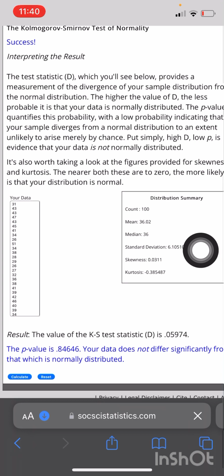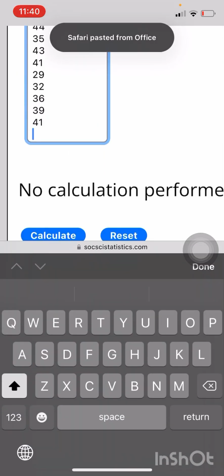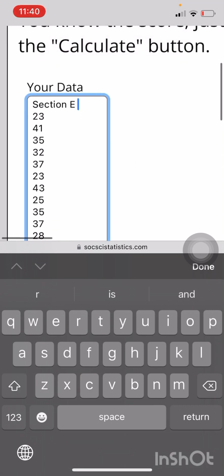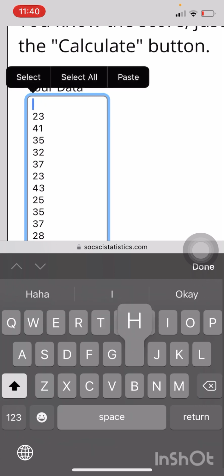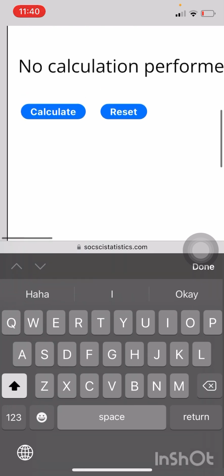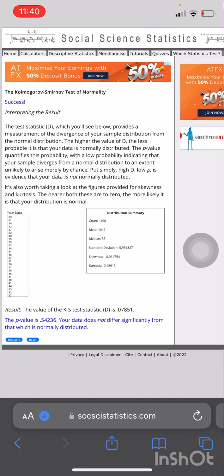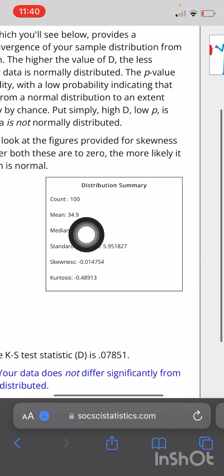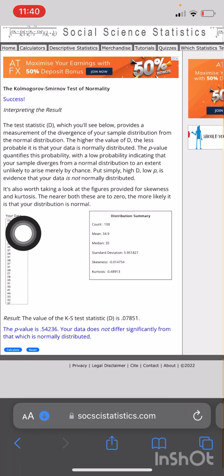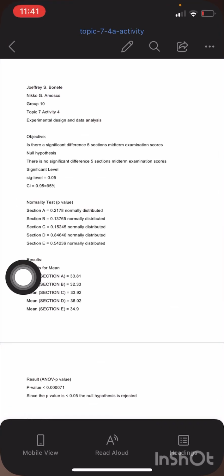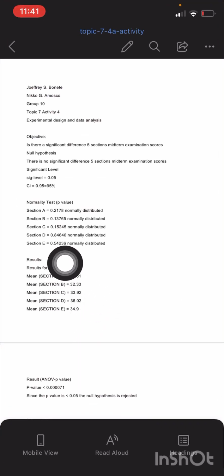Next was section E, the last section. We will reset and paste it here in our online calculator and calculate. So in section E, the p-value is 0.54236, which is normally distributed, and the mean is 34.9. So lastly, we will copy the p-value and the mean here in our Word file. The p-values are all normally distributed from section A to section E.